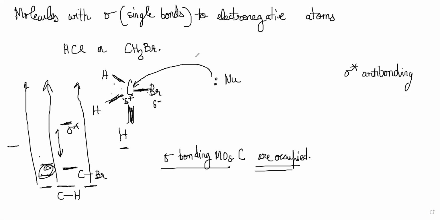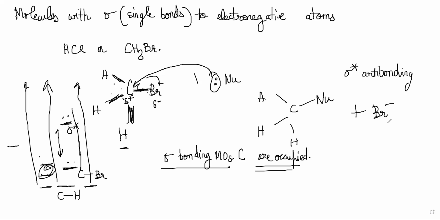So the electrons that are coming will go and occupy this sigma star, and that means that this bond, the CBr, has to break. If electrons go into the anti-bonding MO corresponding to your bonding MO, then that bond has to break. So what happens is then CH, H, H, nucleophile, and this bond breaks and comes here, and you get a bromine ion, Br minus.